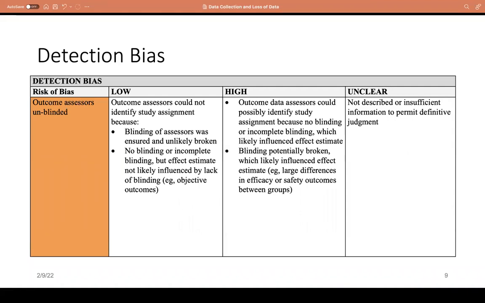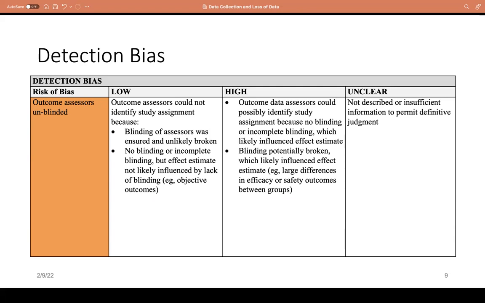So when you're doing your appraisal for detection bias, you're going to categorize the risk of bias as either low, high, or unclear. The guidance for this is in this table. So for low risk, there's either blinding of assessors, which means they ensured the blinding or it was unlikely to be broken, or if they didn't have blinding, this can still be low risk if the lack of blinding was unlikely to have affected their outcome status. And the best way for that is to have objective outcomes, but sometimes that's just not part of your study.